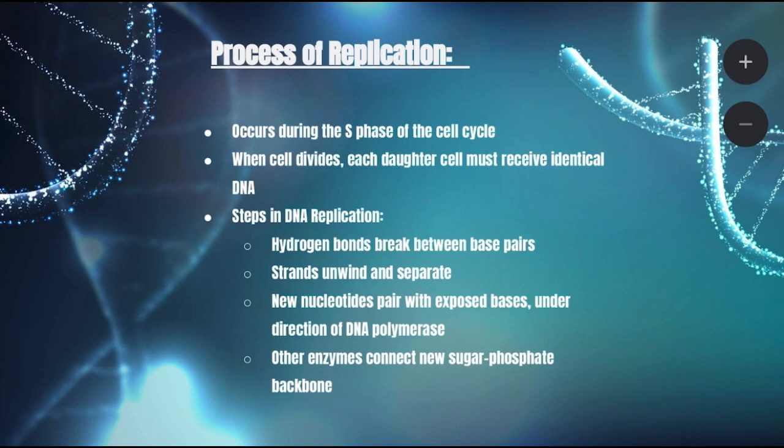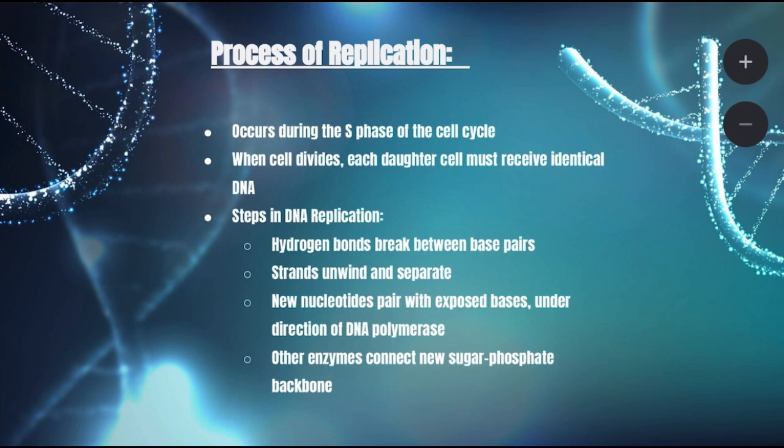Okay, let's talk about the process of replication. This occurs during the S phase of the cell cycle. When cells divide, each daughter cell must receive identical DNA. When it comes to the steps in DNA replication, we first have hydrogen bonds break between base pairs. This means the double helix structure of DNA is held together by hydrogen bonds between the base pairs. These bonds break, separating the two DNA strands.